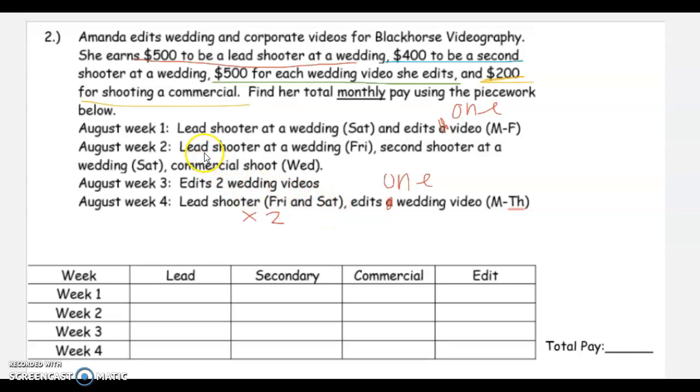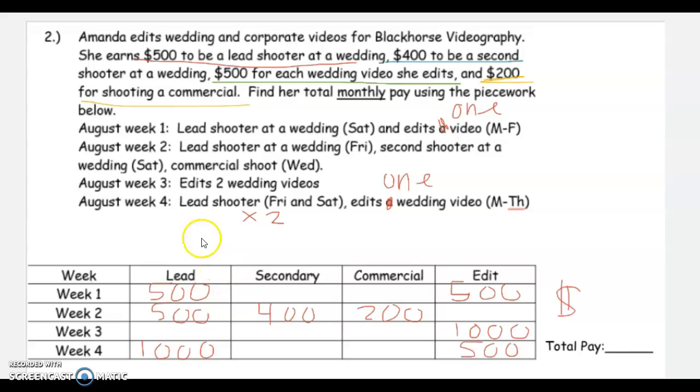So what we're going to do is fill out this table. You should pause the video and try to fill it out yourself now, based off of how much money she made. So we filled this table out based off of her work schedule for the month up here. A couple things to notice: in week 3, she edited 2 videos, so that wasn't just $500, since she edited 2, it was $1,000. Same thing for week 4. She was the lead shooter twice, so she made $500 on 2 separate days, which was a total of $1,000.